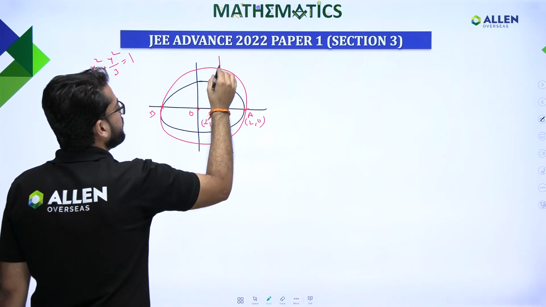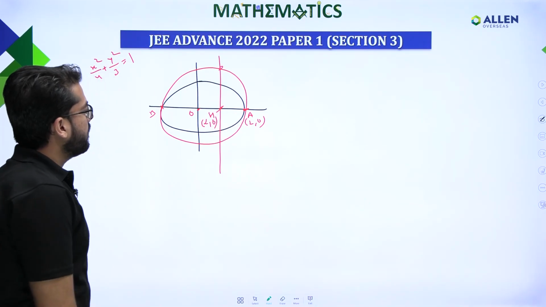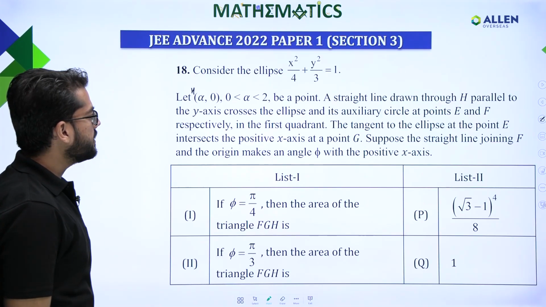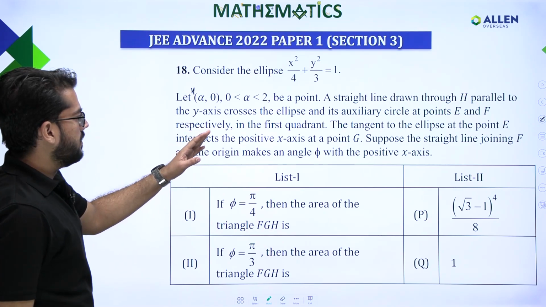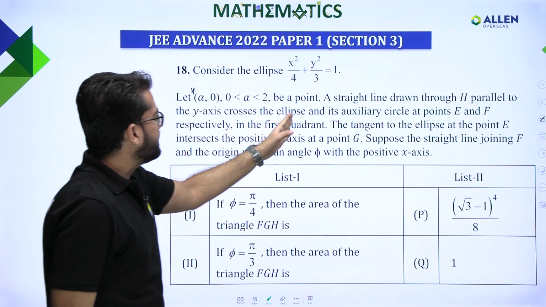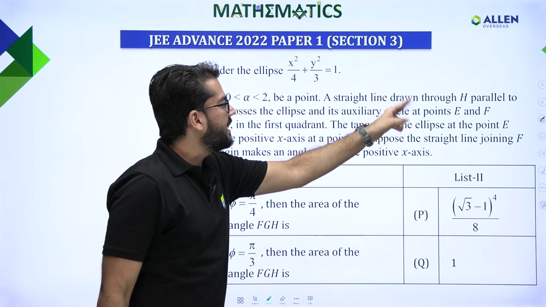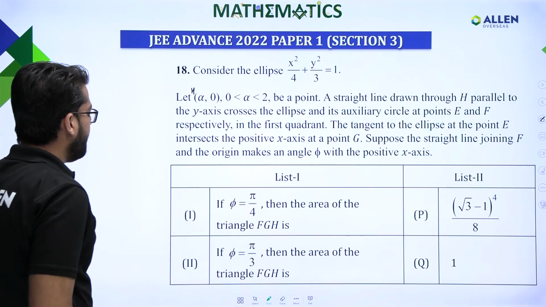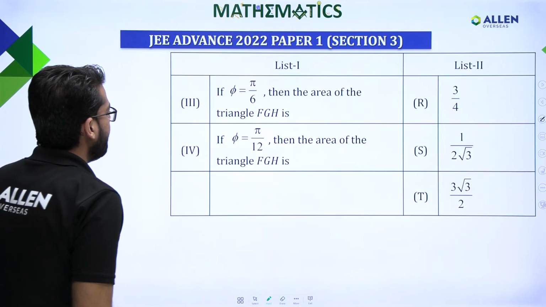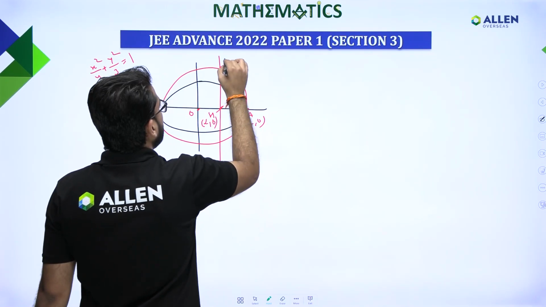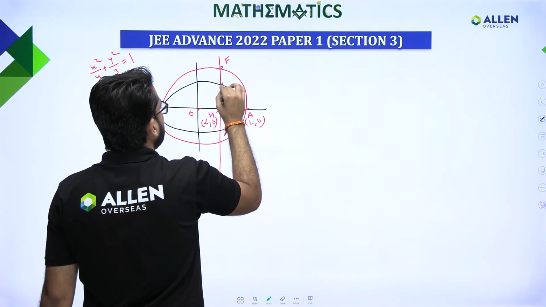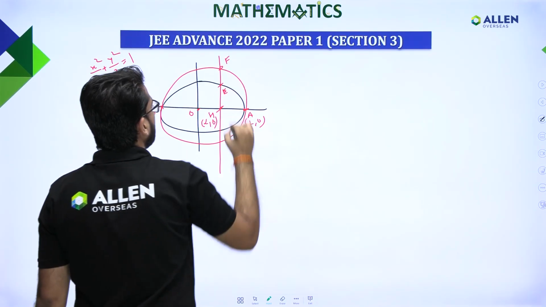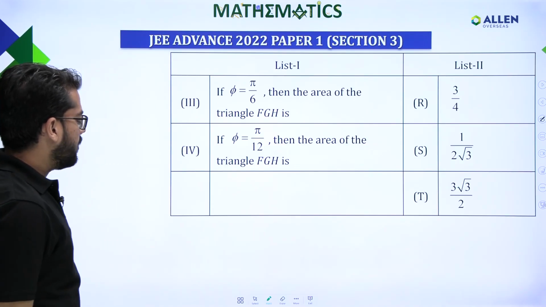It is given in this question. And now further we need to read the question. Okay, the line crosses the ellipse and its auxiliary circle at points E and F respectively. All right, so here it should be F and here it should be E. Now, we can go ahead.